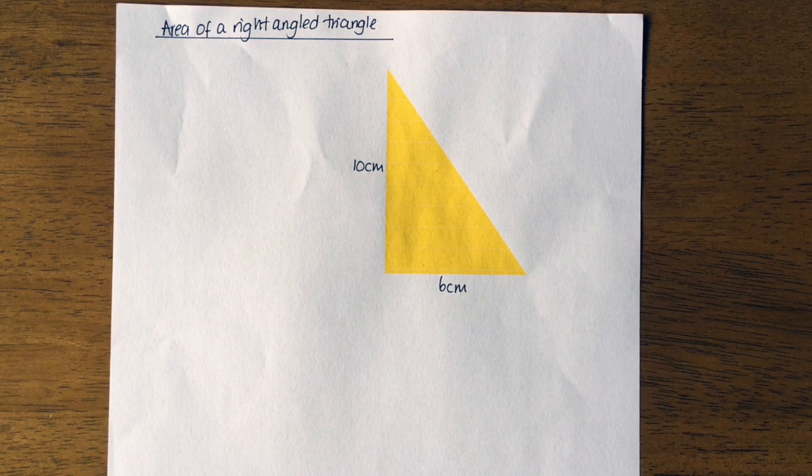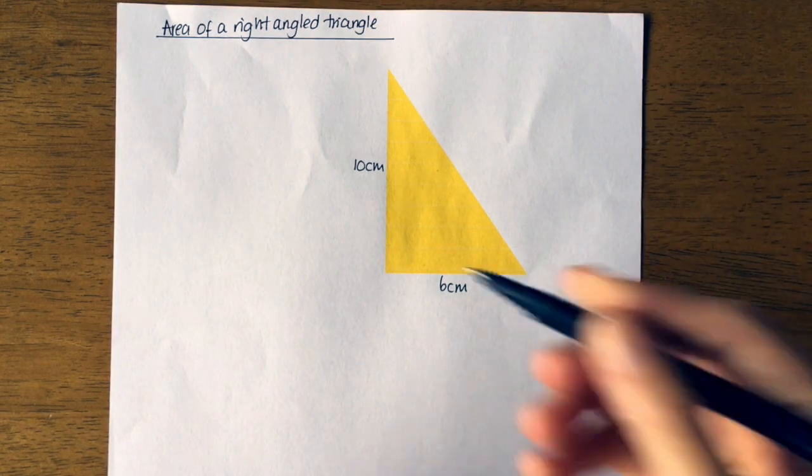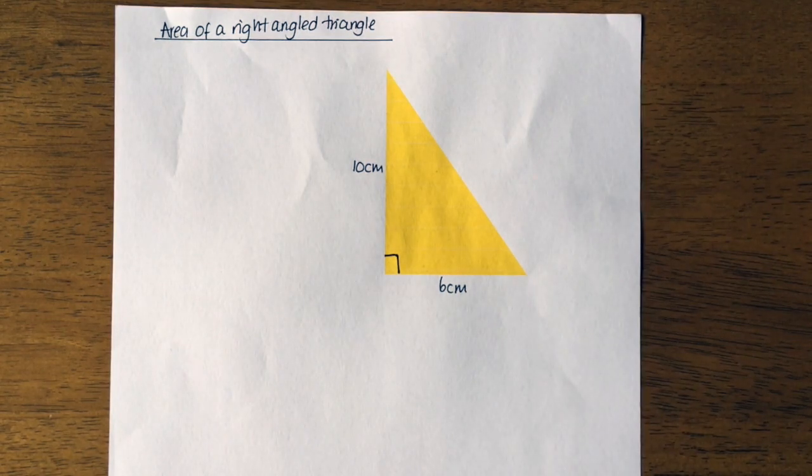What we're going to do today is look at the area of a right angle triangle. So here's my right angle triangle. What makes it a right angle is the fact that there is a right angle here. And we're going to work out the area of it. Now, what I want to show you is why the area is the formula that it is.